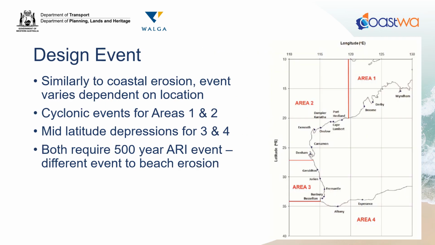So similarly to coastal erosion, our design event for inundation varies dependent on location. So in the northern parts of our state, in area 1 and 2 in this particular graph, the cyclonic events are dominant. In the areas 3 and 4, mid-latitude depressions can also be experienced. So particularly for Area 3, we can see some cyclonic events coming through as well. But either way, both require that 500-year event to be considered.